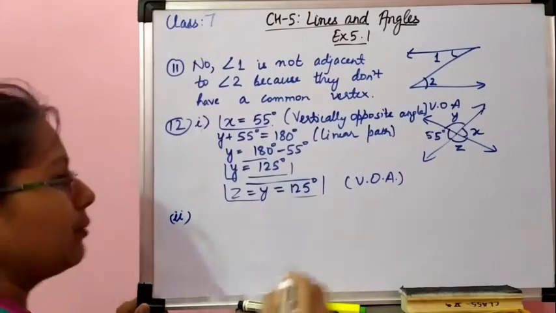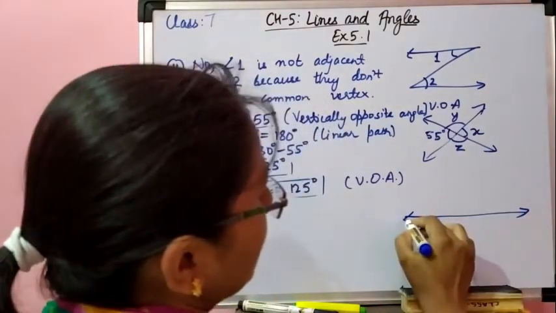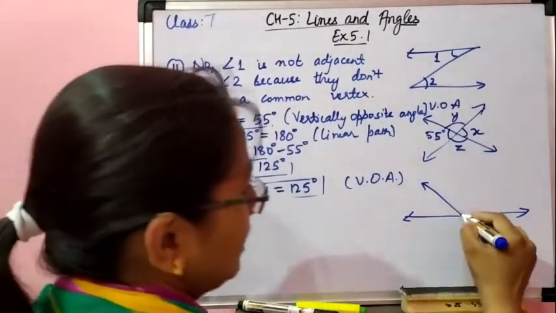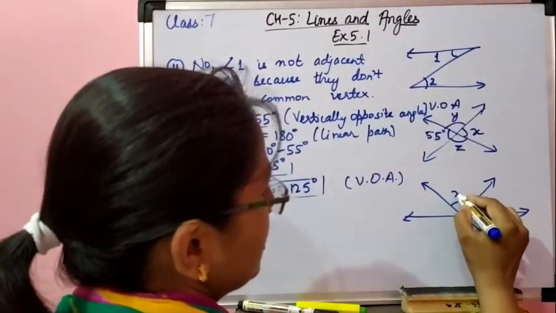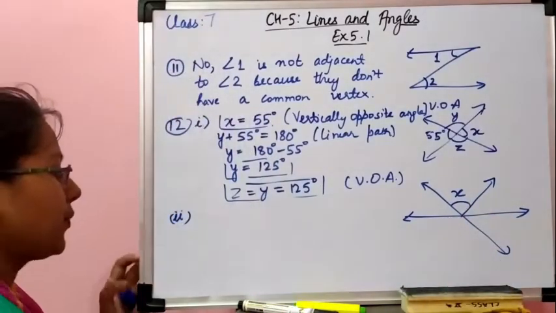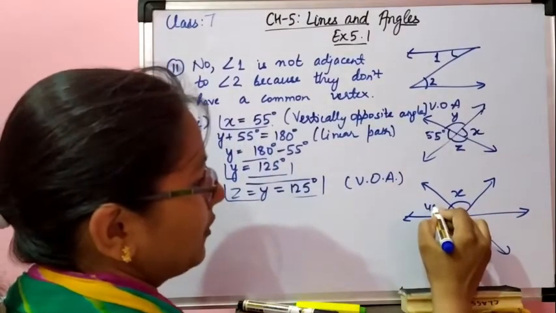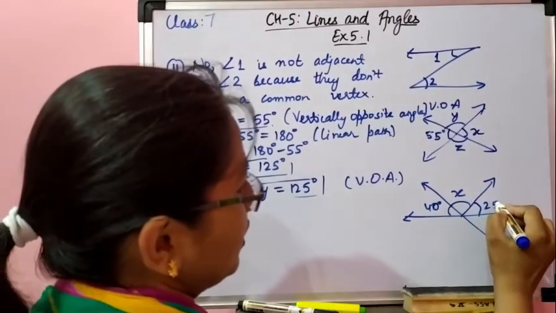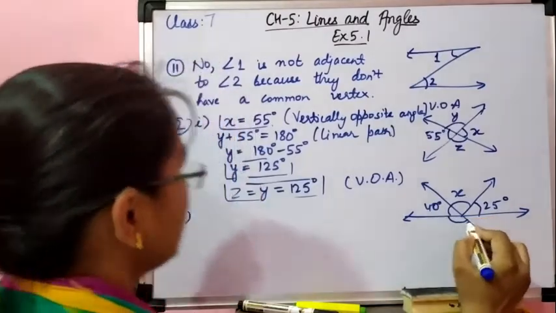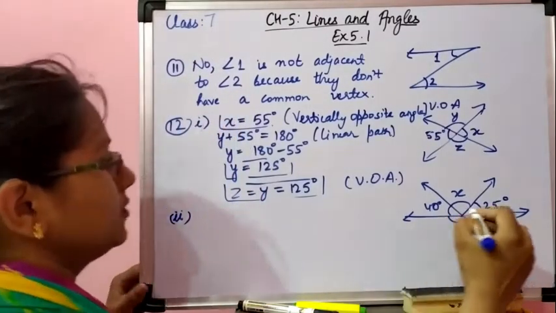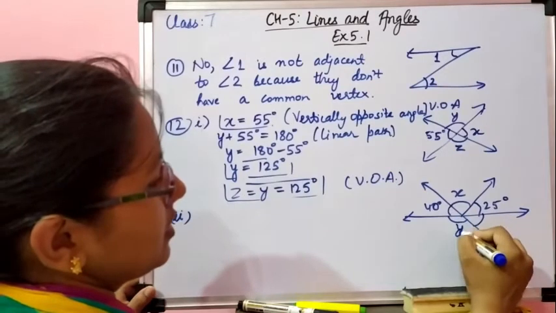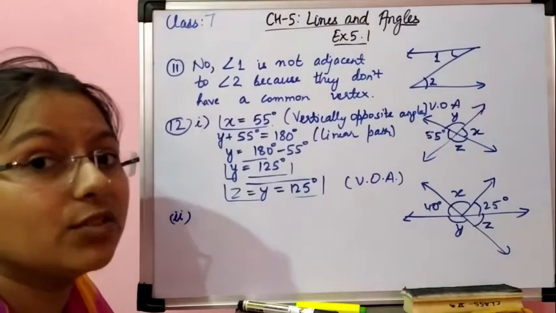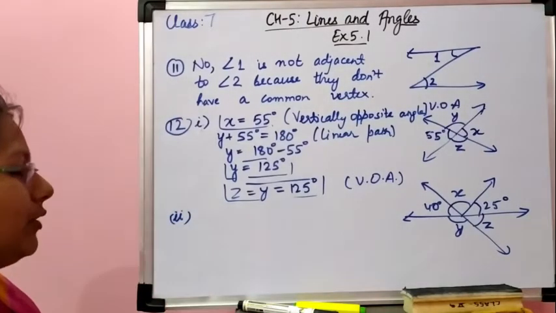In the second part the diagram is made like this. There is one straight line, again another straight line, and this angle is divided in such a way. This is x, which we have to find, 40 degree, then 25 degree. This is y and this one is z. Okay, so now again we have to find the value of x, y and z. Okay, let's see how we will find out.